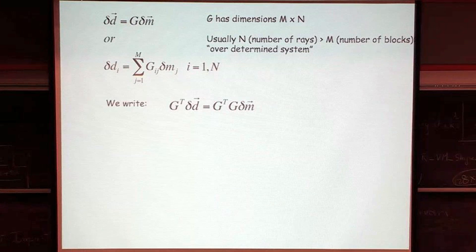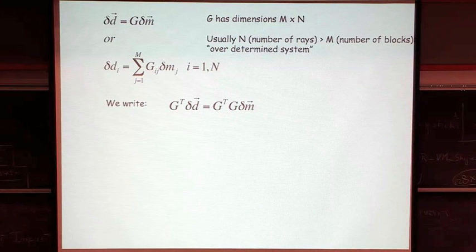So you have to find a way to find delta m from this problem, to invert this, right? To find delta m as a function of delta d, but you don't have a square matrix. So a standard way to do it, if all conditions are right, is to simply multiply both sides of this equation by the transpose of this matrix, G^T, and you get this equation.